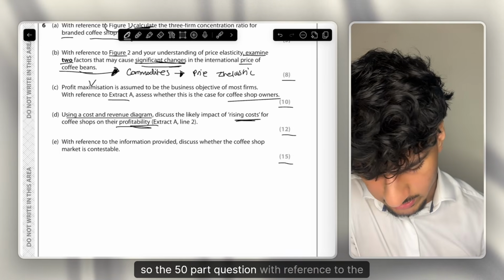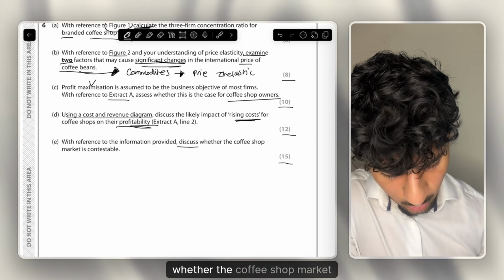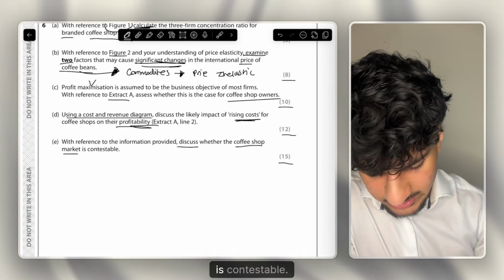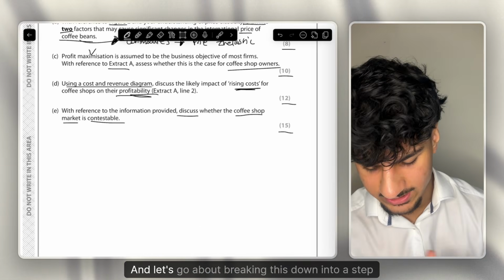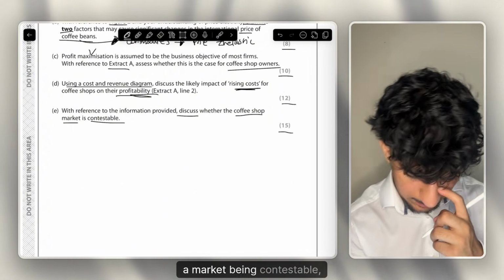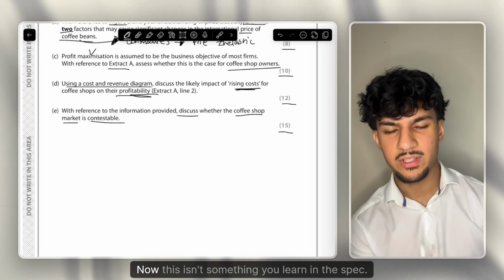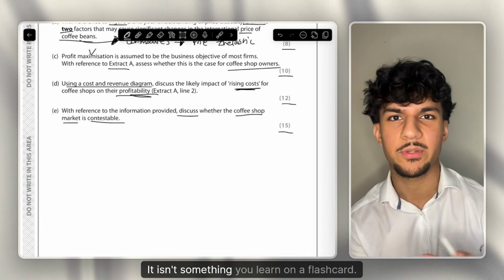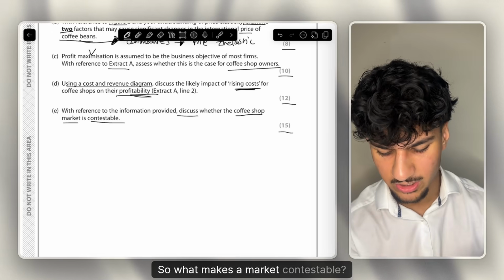Okay, so the 50 mark question. With reference to the information provided, discuss whether the coffee shop market is contestable. Okay, so this is actually a very easy question, and let's go about breaking this down into a step-by-step manner. So, a market being contestable, what characteristics make a market contestable? Now, this isn't something you learn in the spec, it isn't something you learn on a flashcard, it's just kind of using your brain. So what makes a market contestable?